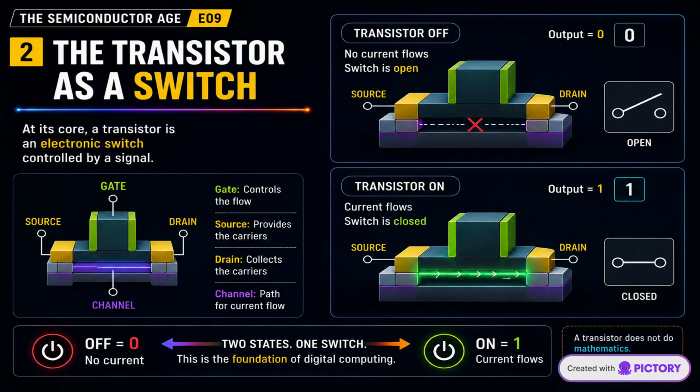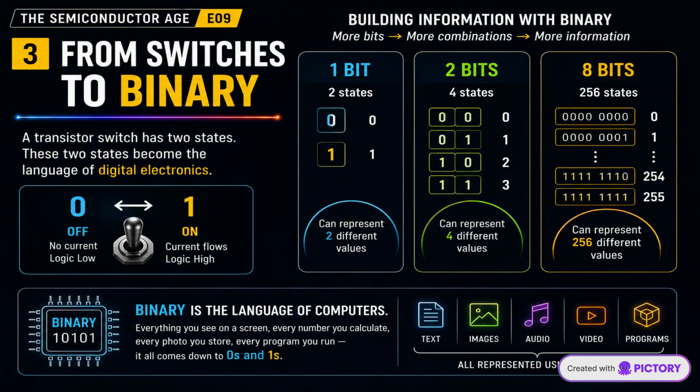A transistor can control the flow of electrical current. In digital electronics, we use its two basic states as a switch. Off represents 0, and on represents 1. This simple idea is the foundation of digital computing. Two physical states give us binary information, 0 and 1.